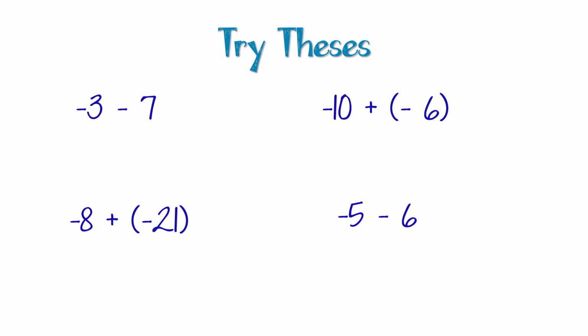All right, for -3 minus 7, did you get -10? Or -10 plus -6? This is a different format, but again you have 2 negative numbers, and that equals -16. Same for negative 8 plus negative 21. Two negative numbers, we add them together, and we keep the negative sign: negative 29. And negative 5 minus 6. The 5 is negative, the 6 is negative. That gives us a negative 11.